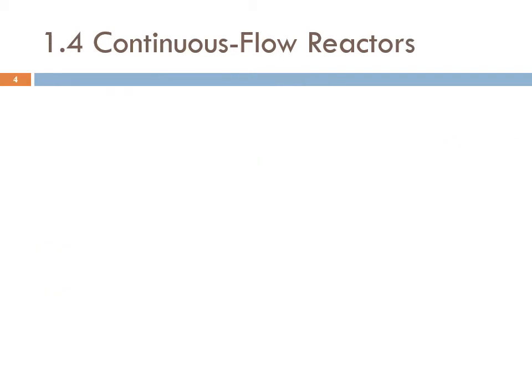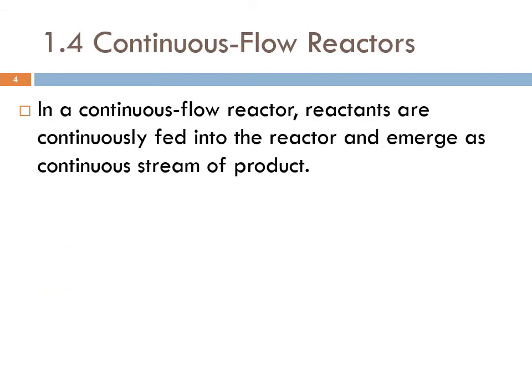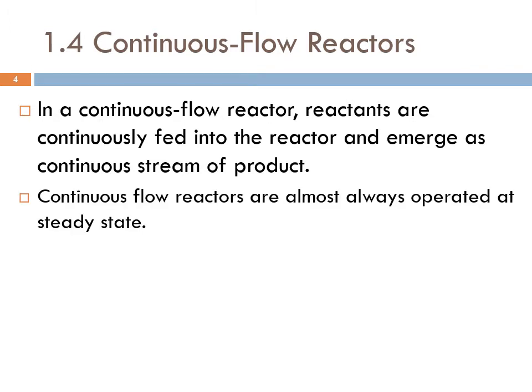Well, in a continuous flow reactor, reactants are continuously fed into the reactor and emerge as a continuous stream of product. So you continuously have input and continuously have output. Continuous flow reactors are almost always operated at a steady state.